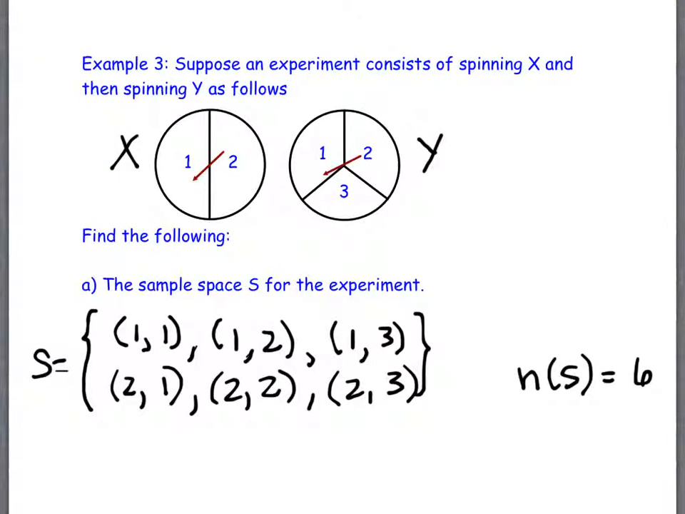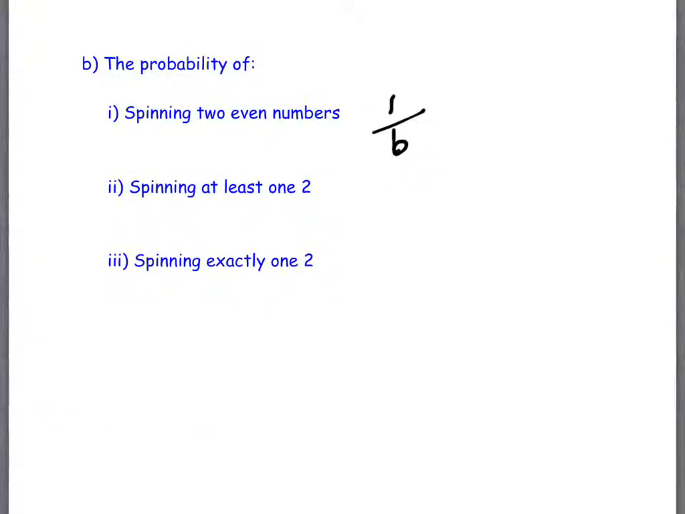How many of them have 2 evens? Just 1. Which one? 2, 2. So there's a 1 out of 6 chance of spinning 2 even numbers when I do this spinning. How about spinning, okay, there's this phrase now, at least and exactly.